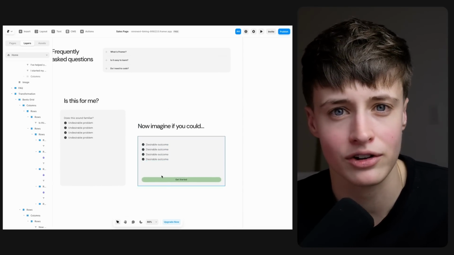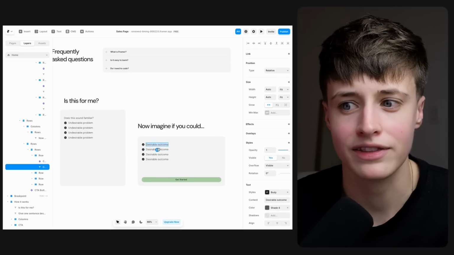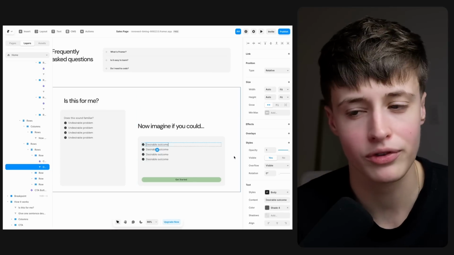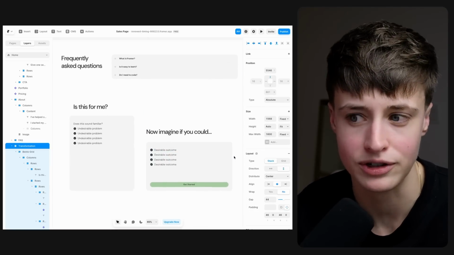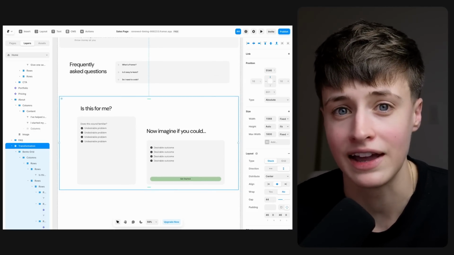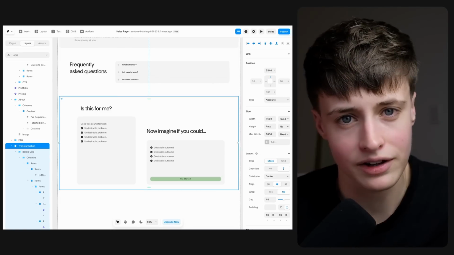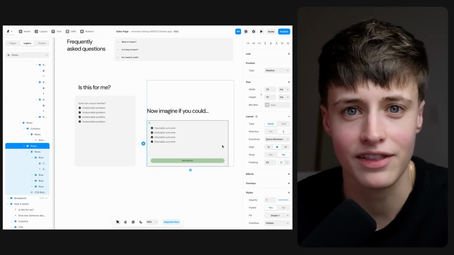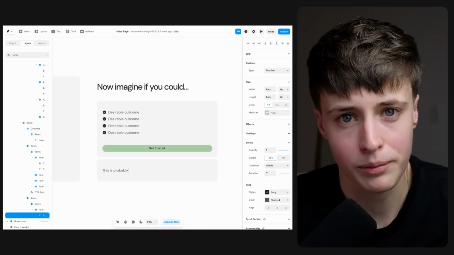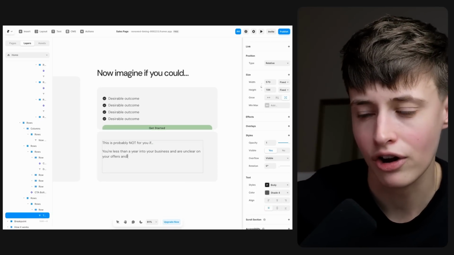And this helps your ideal customer really feel like you're talking directly to them. And then you want to list 3 to 5 successful outcomes that your offer will help your client to achieve. Again, use very specific examples to have your client thinking, yes, this is exactly what I want. Make sure you go back to your brand script to help you with this. Another thing I really like to put in this section is "This is not for you if." For example, this is not for you if you're less than a year into your business and are unclear on your offers and who they help.